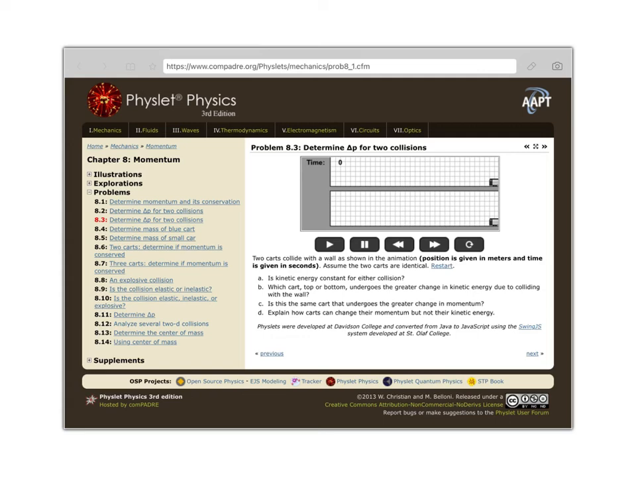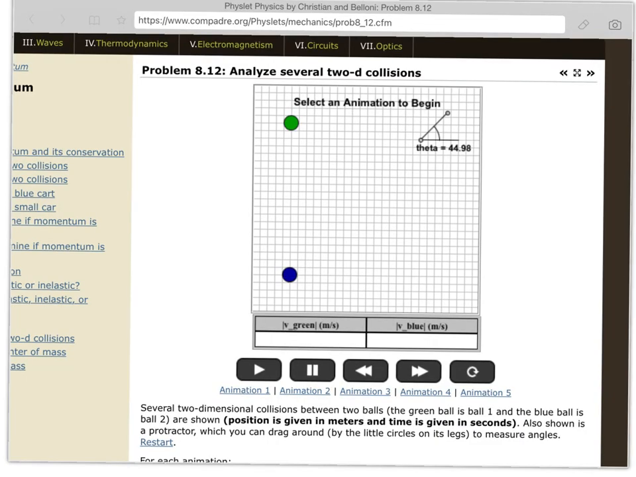Okay, we're ready to do the last one. Let's see if I can get it. Alright, animation 812 has 5 different animations, and it's a two-dimensional collision. You have an angle measuring tool here that you can drag around with your cursor, and you can also measure the position of balls, and you're also given the velocities of the green and blue ball. So you have a lot of information, but you will have to measure angles.